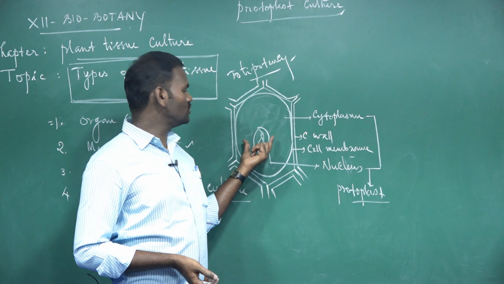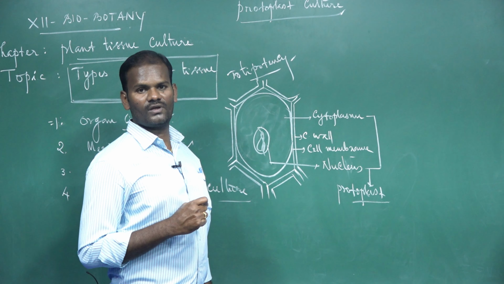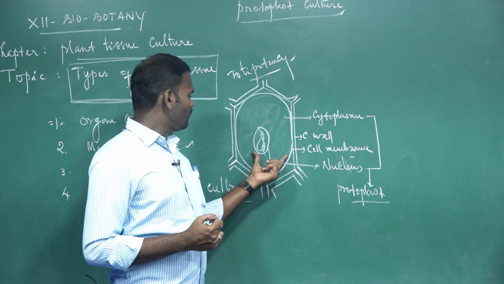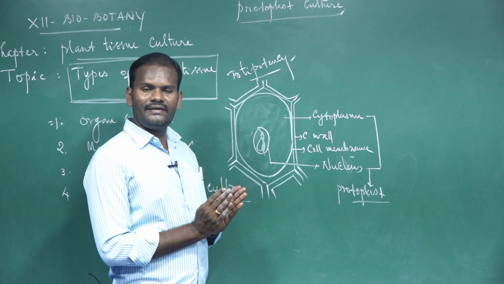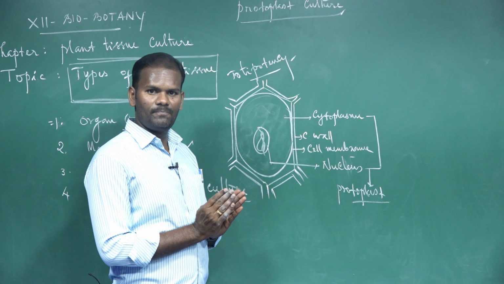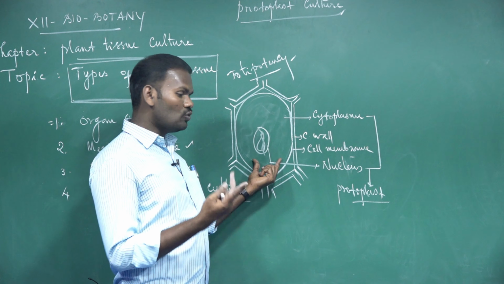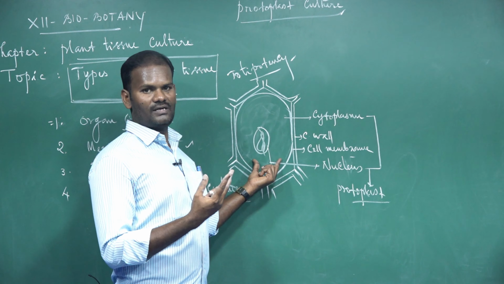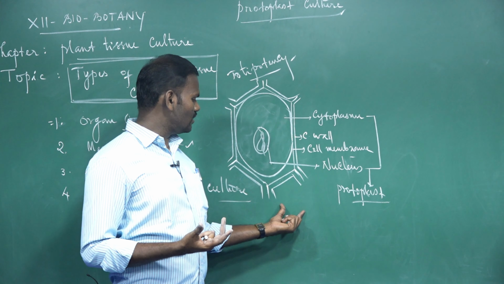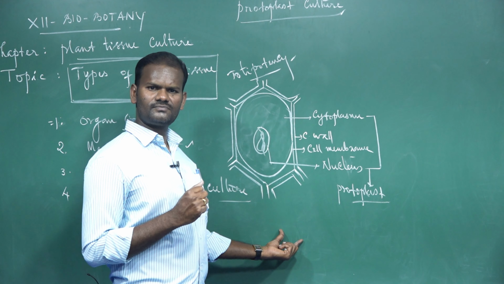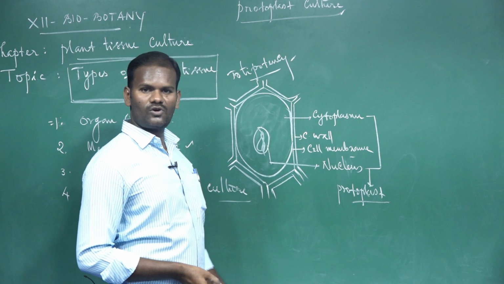It is also used for the development of somatic hybrids. What is called a somatic hybrid? Fusion of somatic cells of two different species or varieties is called a somatic hybrid. This is the process called somatic hybridization. So protoplasts of two different species or two different varieties are fused together to form one plant by the process called somatic hybridization. It is also developed with the help of these protoplasts.